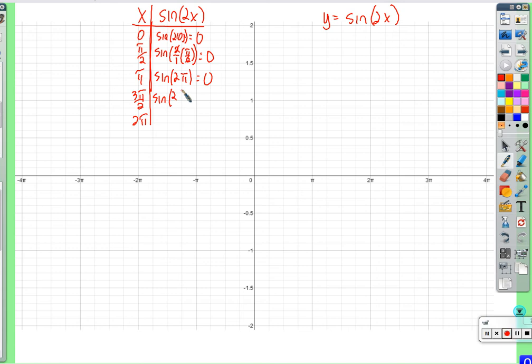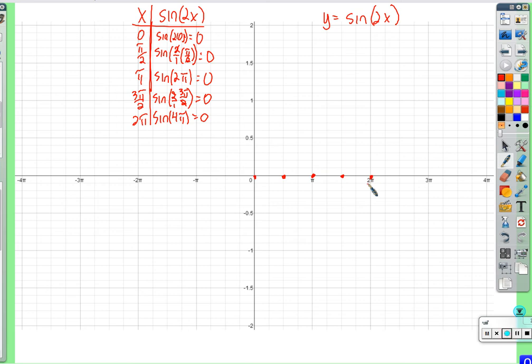Sine of 2 times 3 pi over 2. And the 2's cancel. We're left with 3 pi. What's the sine of 3 pi? 0. What's the sine of 4 pi? 2 times 2 pi. 0. Also 0. 0, 0, 0, 0, 0.